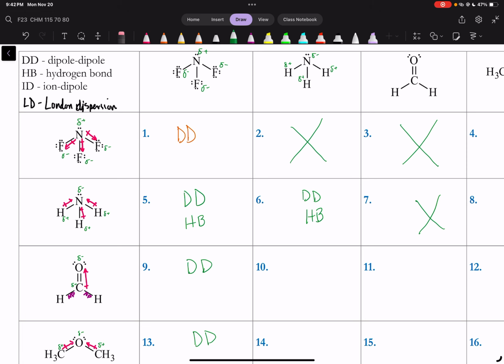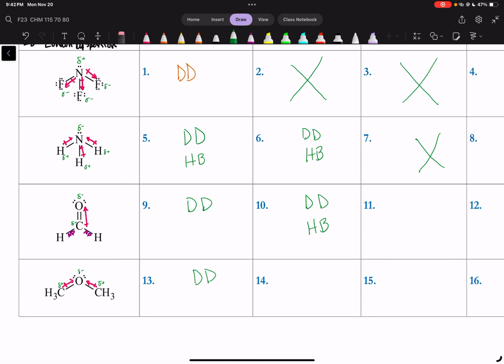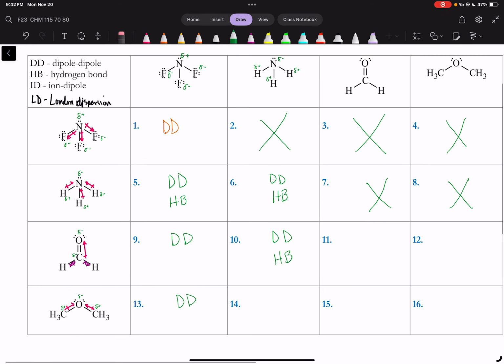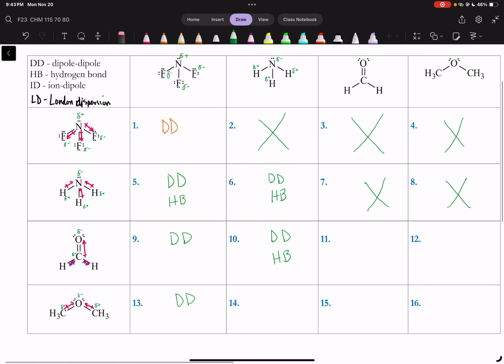Now let's compare for number 10. We have a negative charge on the oxygen of formaldehyde, and we have a positive charge on the hydrogens. So dipole-dipole for sure, and hydrogen bonding are going to be present. And now if we look at number 14, a similar story. The oxygen on the dimethyl ether could be attracted to the positively charged hydrogens in ammonia. So dipole-dipole and hydrogen bonding can be present.